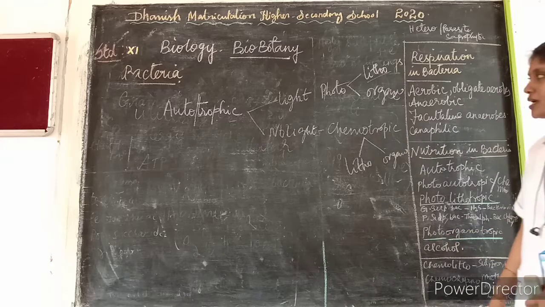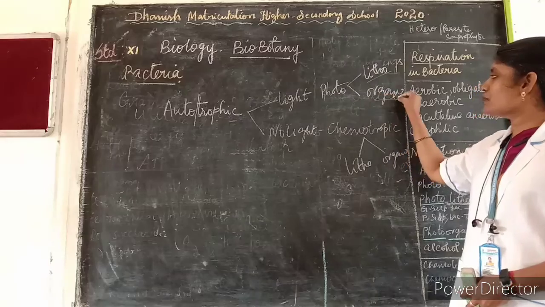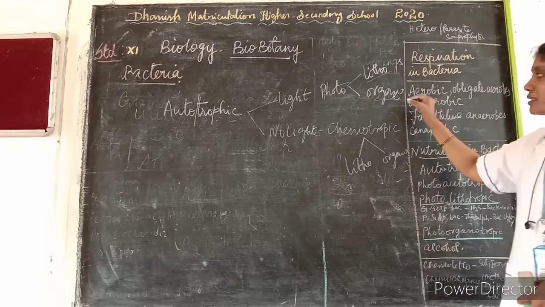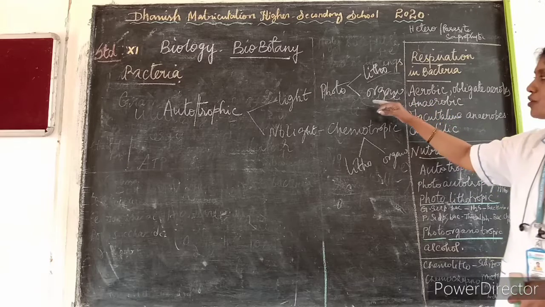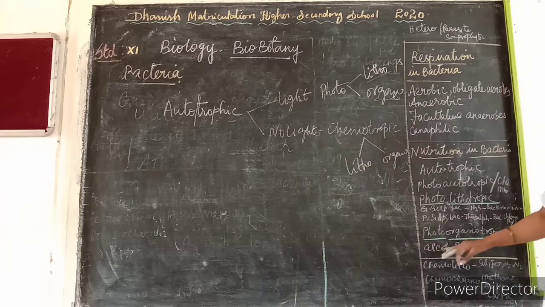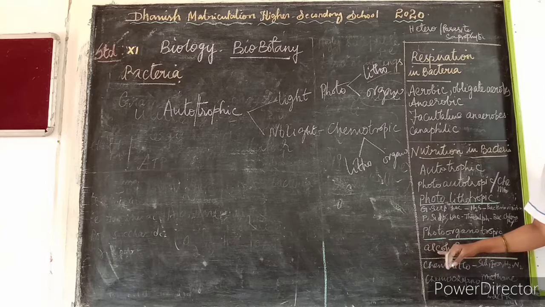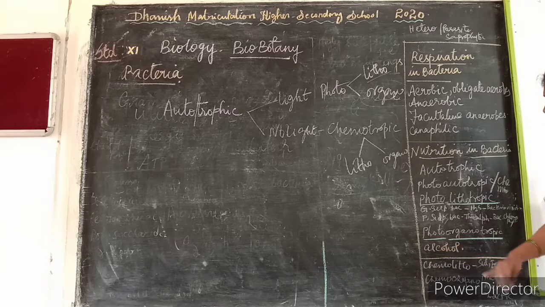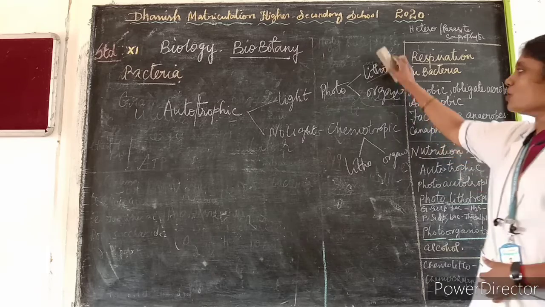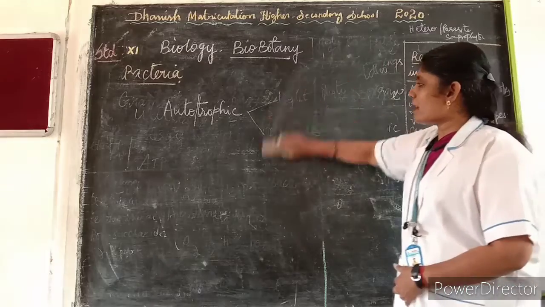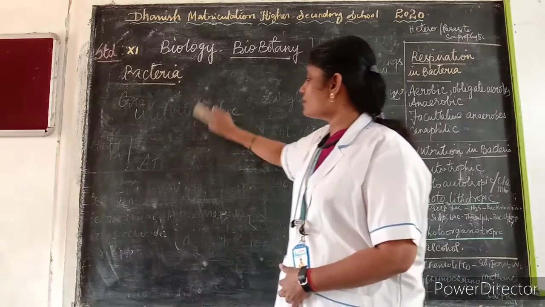Next, photoorganotrophic bacteria. What is organic material? It has carbon compounds. So photoorganotrophic bacteria utilize alcohol as a substrate and are able to synthesize their own food. Understood? So photoautotrophic bacteria is over.